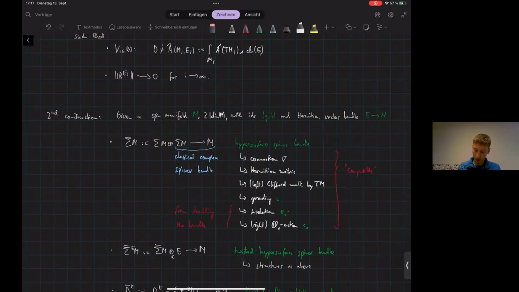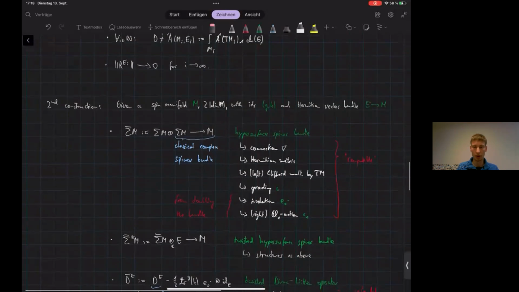Well, and all these structures, they are compatible in a certain way. So, well, there are certain things that we would like of these structures. And, well, I don't want to go into details what compatible means here, but when you work in the field, then it should be clear what compatible could mean here.